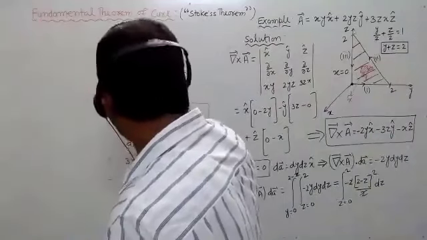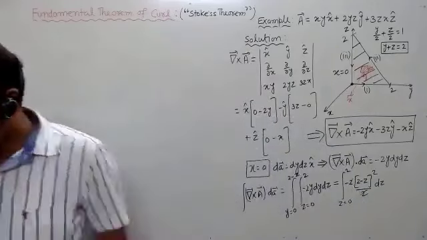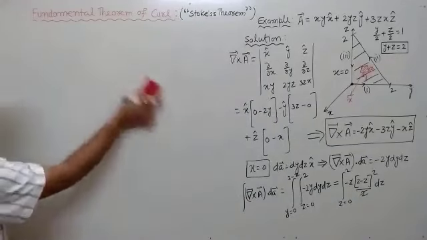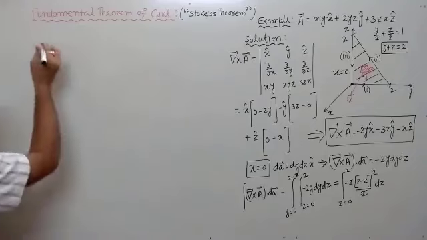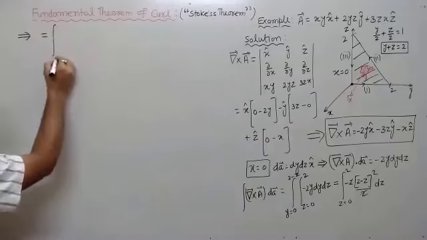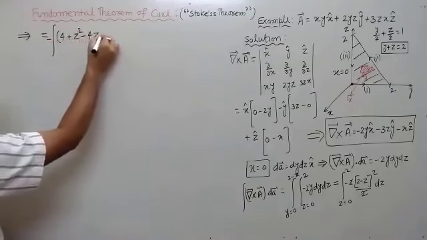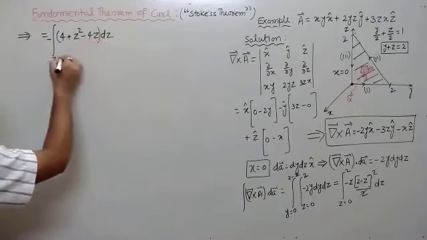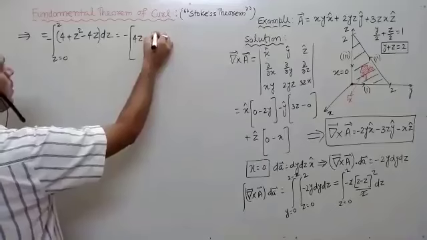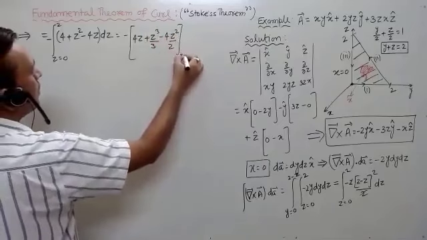Let us integrate it. You can easily integrate. Try yourself. It's a simple integral. So that integral value will give you minus of 4 plus z square minus 4z dz. Limit of z will be 0 to 2. So this is minus 4z plus z cube by 3 minus 4z square by 2, z from 0 to 2.